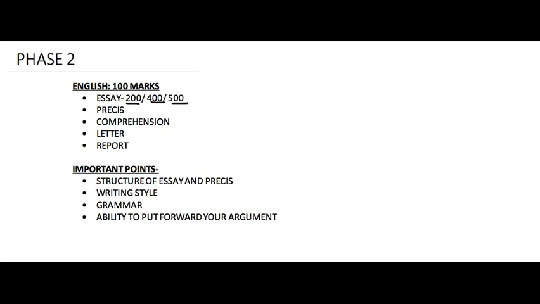Similarly, in précis, it may range from 150 to 200 words. In comprehension, last year there was no comprehension, but this year one comprehension was asked and the paper was longer. So typing speed is now becoming important in English. Certain important points that you need to keep in mind before you start preparing for English.